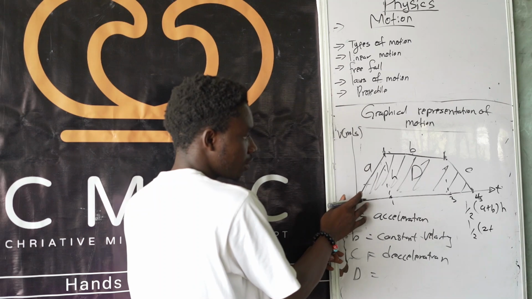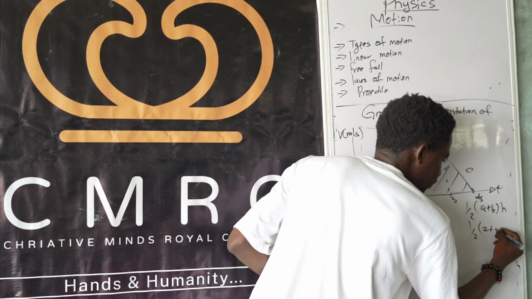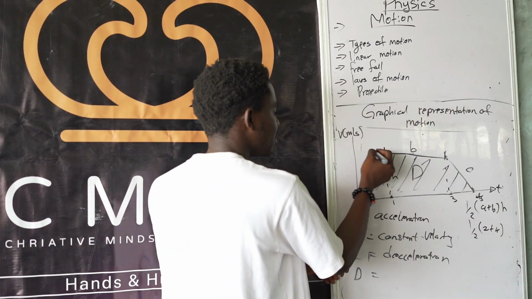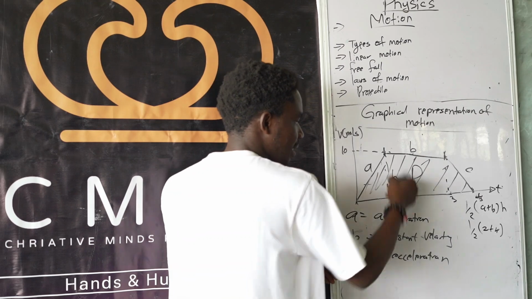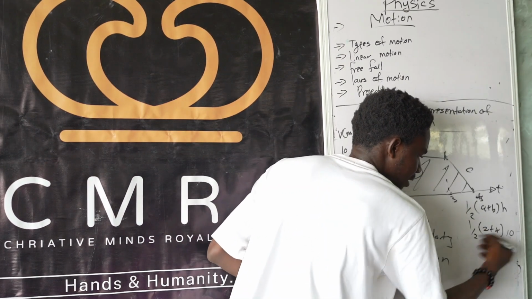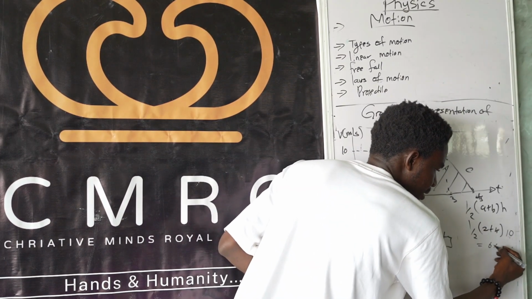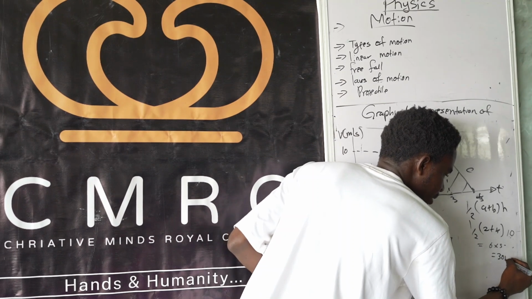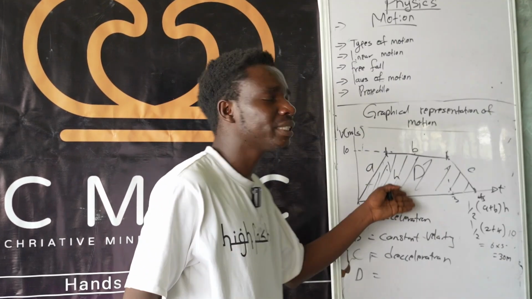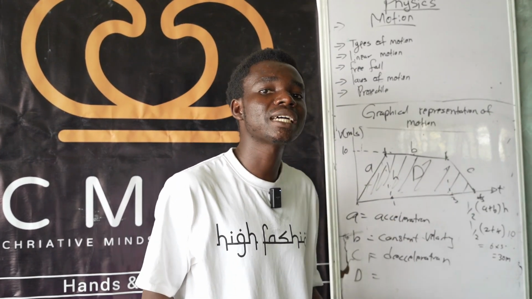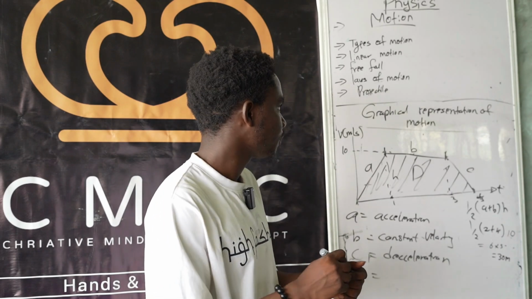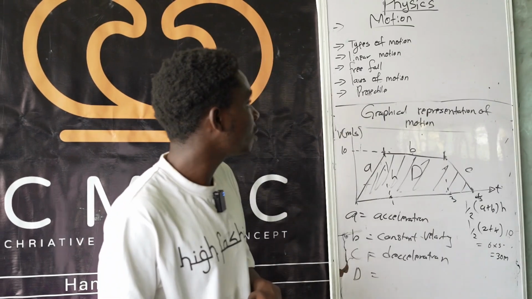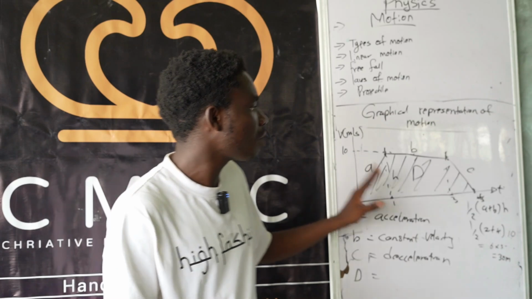What about my B? B is from this place to this place, which is 4. Then the height, let's assume this place is like 10. So the height H is 10. Then when I do that, I will have 6 times 5, which is 30 meters. So the area under the curve will give you the distance covered.